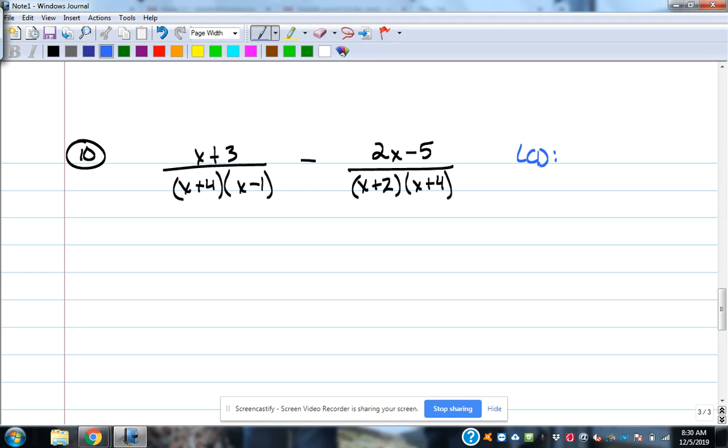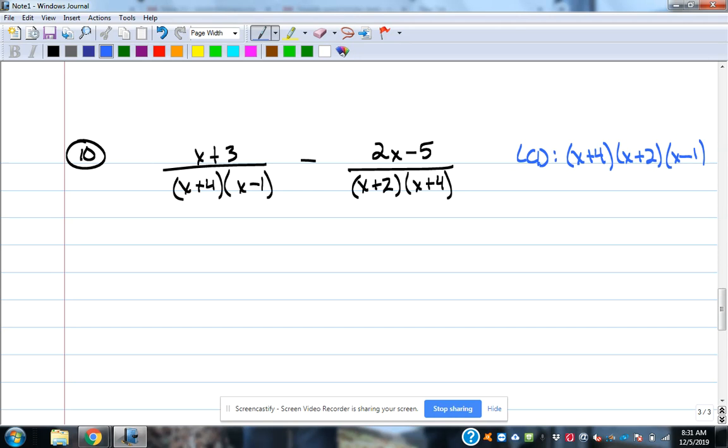So the denominators are already in factored form, so I'm kind of stepping into this. What do they share? An x plus 4. So the least common denominator we know for sure is going to have an x plus 4 in it because that's the shared piece. Then what are the factors that are not shared? Yeah, x plus 2 and x minus 1. So it needs all 3 of those. Only one of the one that's shared, and then one of each of the others.